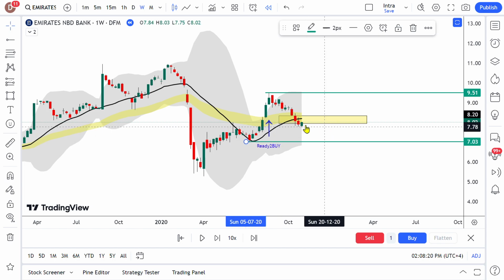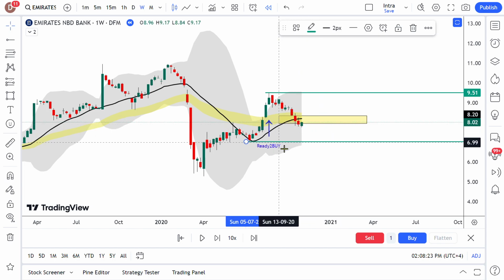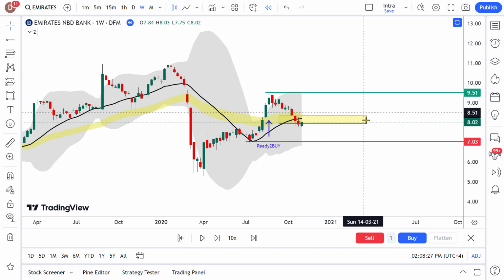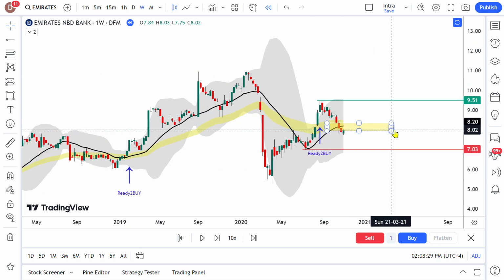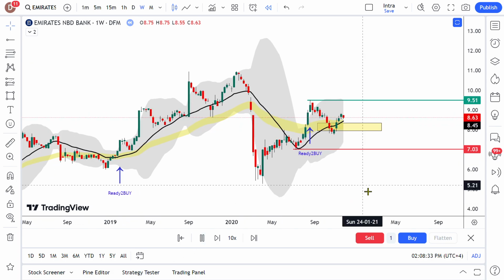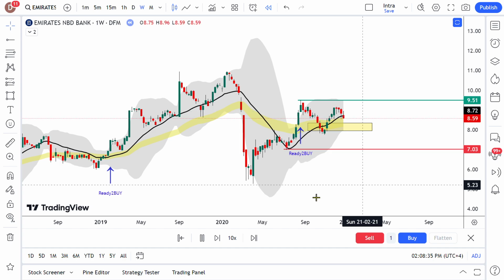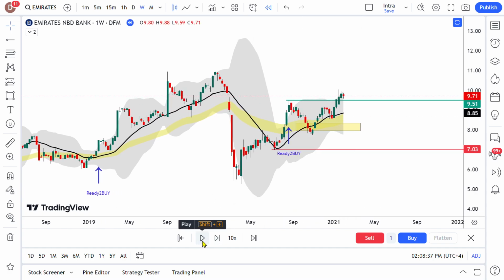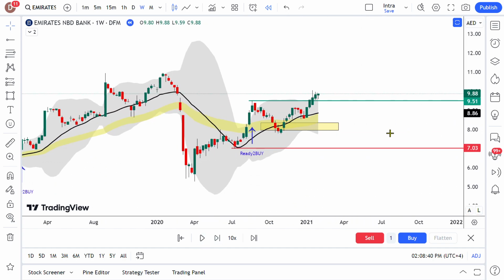So my entry will be here, my stop loss is here, and I'm looking for a minimum target of twice my stop loss. So basically I'm looking for merely 2 dirhams per stock, right? If you have 10,000 of those or 50,000 of those, that's where it makes a difference. So 2 dirhams might sound smaller, but it depends on the quantity. That's it. That's the first goal reached.